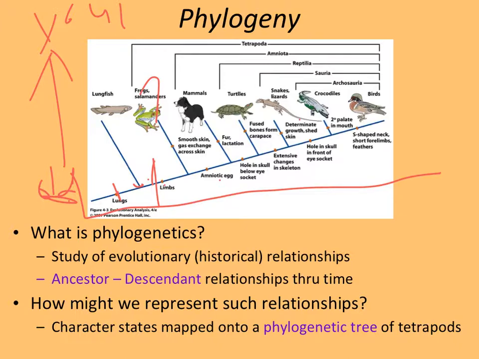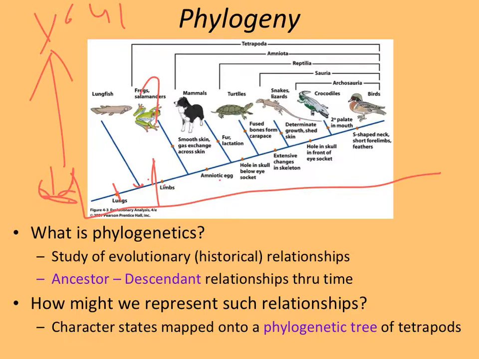Okay, now mammals also have a four-chambered heart, but not because of common ancestry. It's actually because it evolved separately and independently. And the lungs that we have are actually very different from the lungs that you find in crocodiles and birds. So phylogenetics is the study of evolutionary relationships, ancestor-descendant relationships.